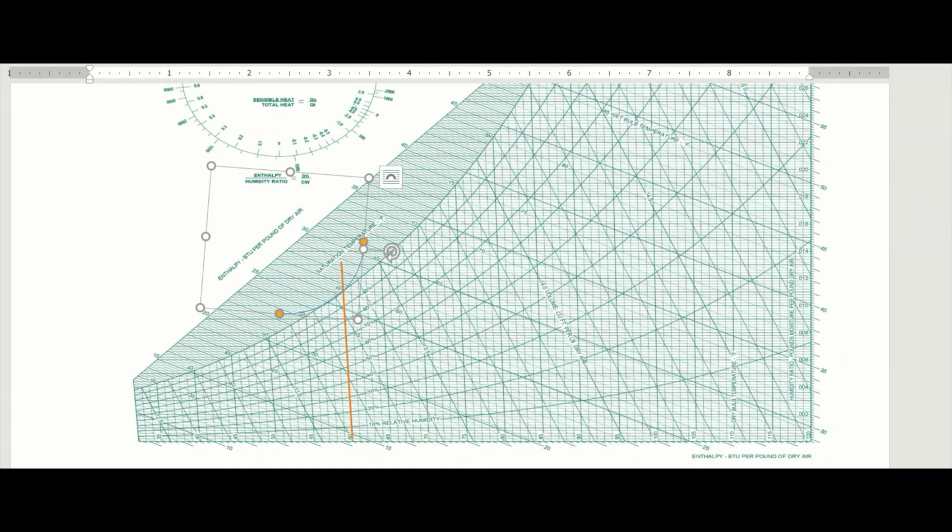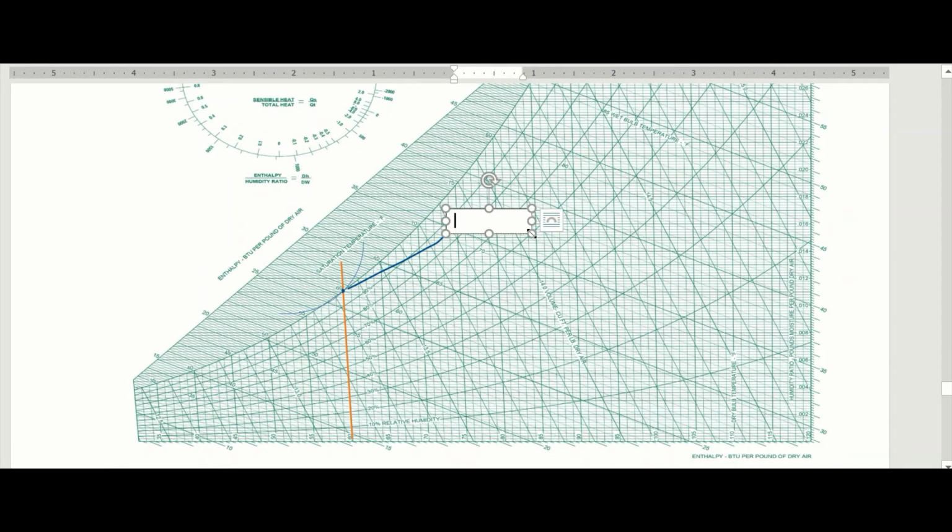So the point where these two lines intersect is my first state point. So this point right here where the 60 and the 100 intersect is my first state point. So it's very important for you to label that. So here is my state point 1. That's my state point 1.